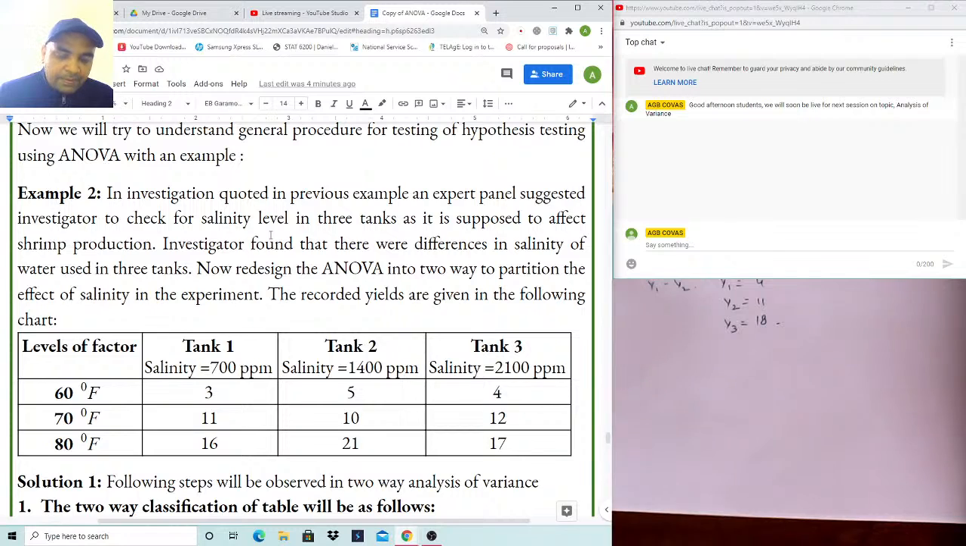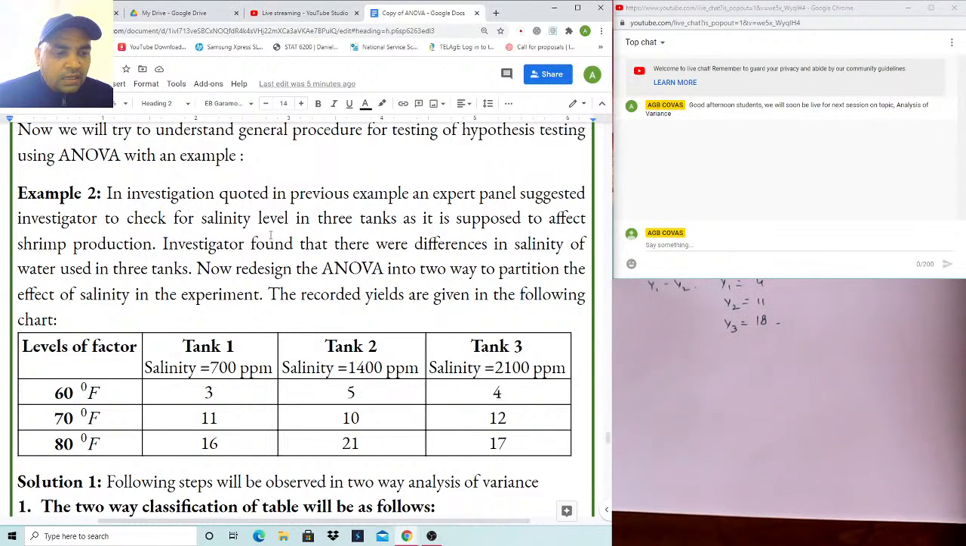So there is some expert panel, this investigator went to them and told them that I have got these results and I have seen that the temperature is affecting the shrimp yield, and these were the pairwise tests. So that panel asked whether you have checked the salinity in each tank you were observing. He said, no, I have not taken it into consideration. They told him that salinity affects the shrimp production. So just see what the salinity level is in tank 1, tank 2, tank 3.